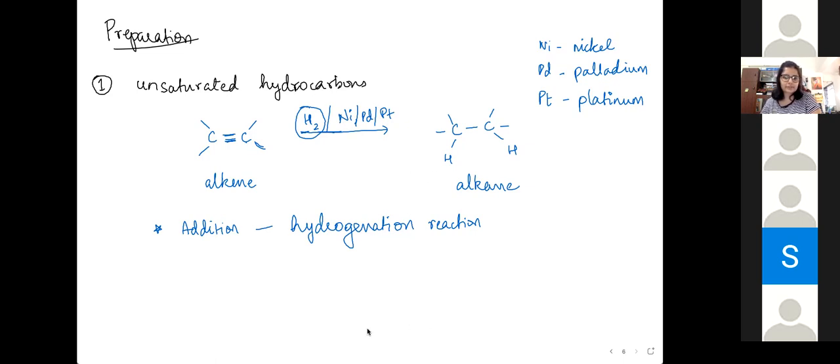This is the catalyst, quite important. The catalyst used is either nickel or palladium or platinum, one of these three, depending on cost, availability, and a lot of different factors.